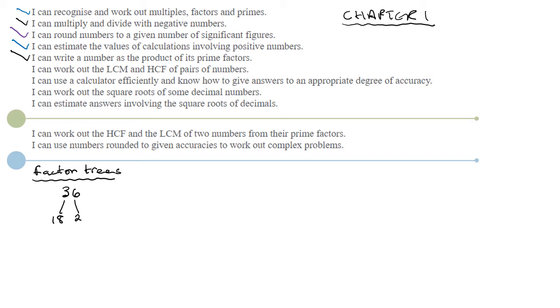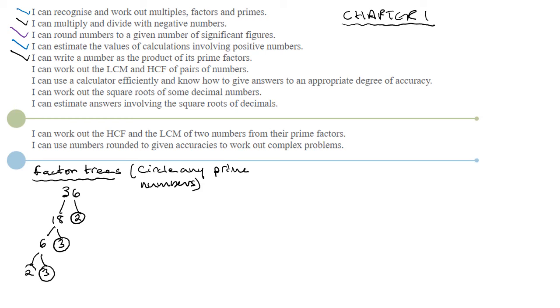Now what you must do with a factor tree is circle any prime numbers, because that's going to be the end of the branch. So I circled a 2. Yeah, that's the end of that branch. 18, I can write as 6 times 3. 3 is a prime number, so I circle that branch and end. And 6, well, I can only write that as 2 times 3.